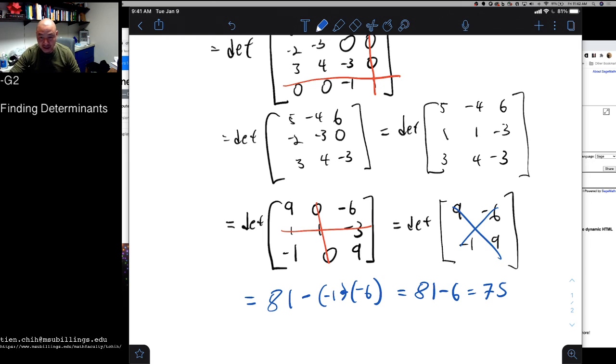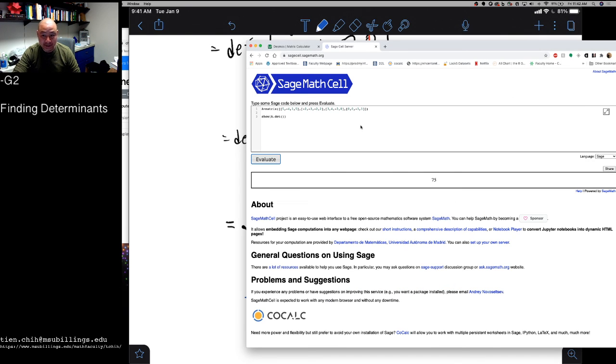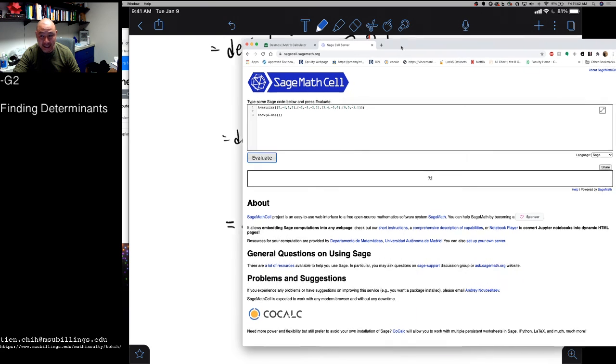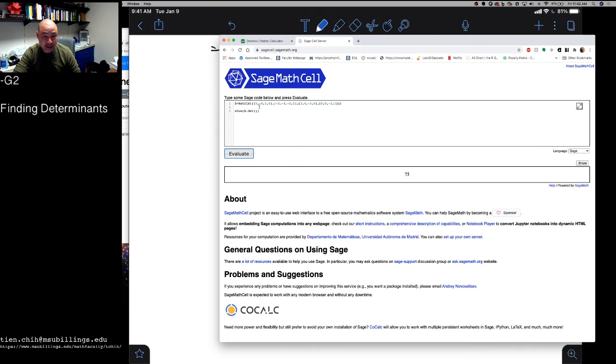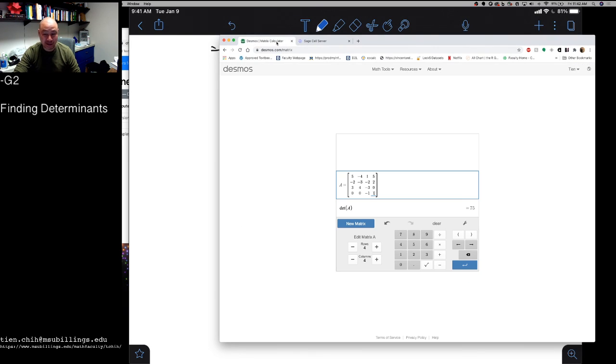And then if we check our favorite ways of computing things by hand, first I have my Sage cell here. I put the matrix in, I had it show its determinant, and it's 75. And we also have the Desmos matrix calculator. We have the matrix here. I validate the determinant. That's 75 as well. So both of those give you the 75 that one would hope for.